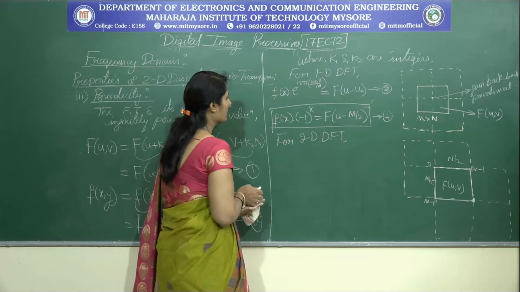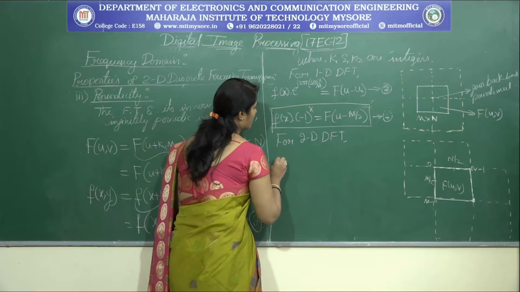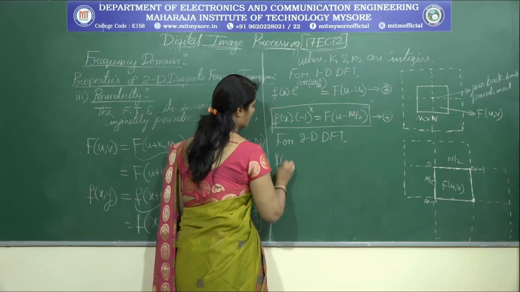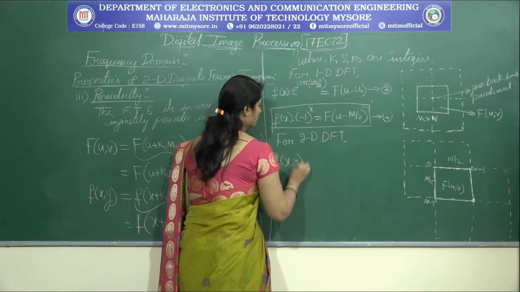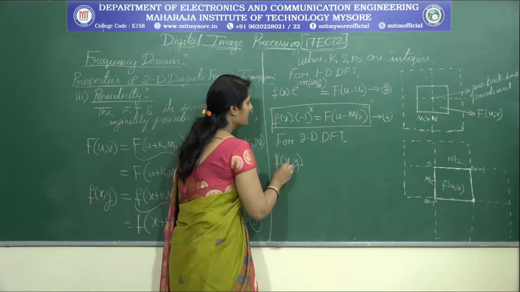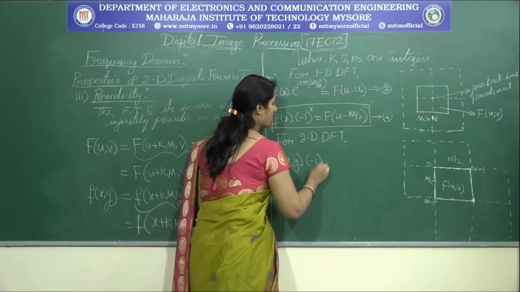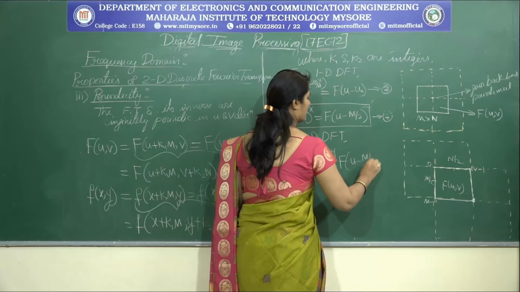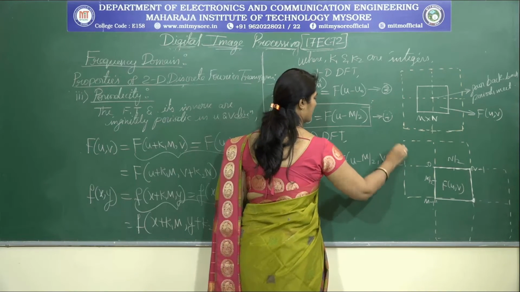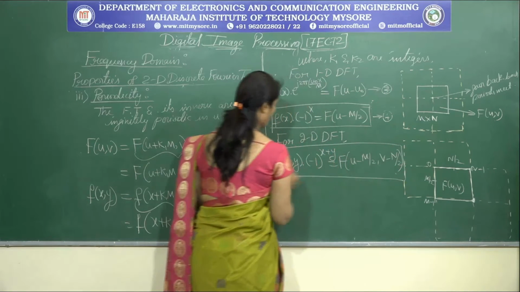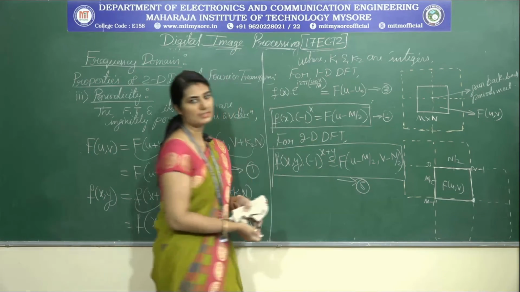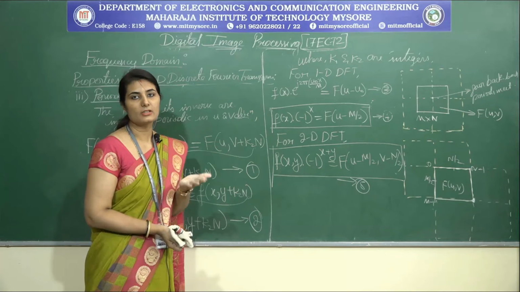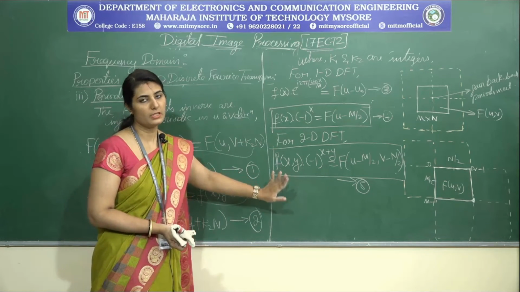To shift this particular two-dimensional Fourier transform image, this can be done by multiplying f of x comma y with minus 1 power x plus y. This results in f of u minus n by 2 comma v minus n by 2. So this is how you can shift the image in order to obtain all the samples in one complete period for performing processing operations on this particular Fourier transform domain image.